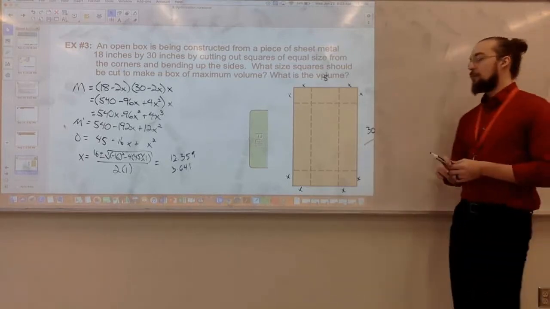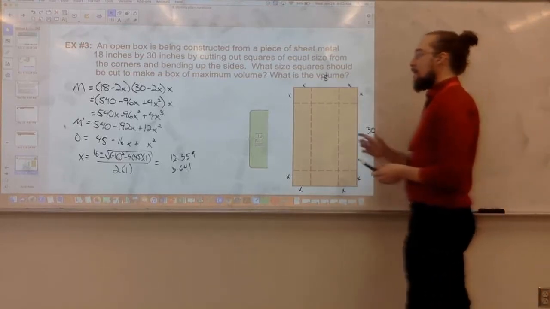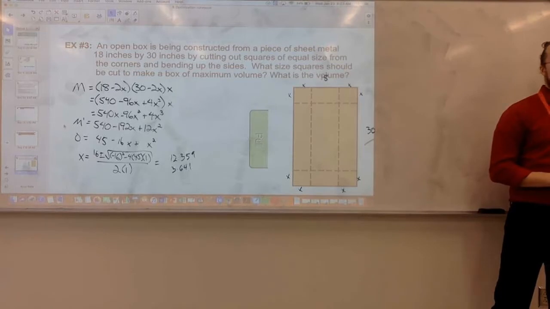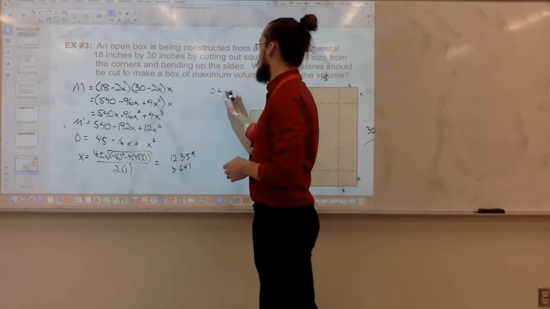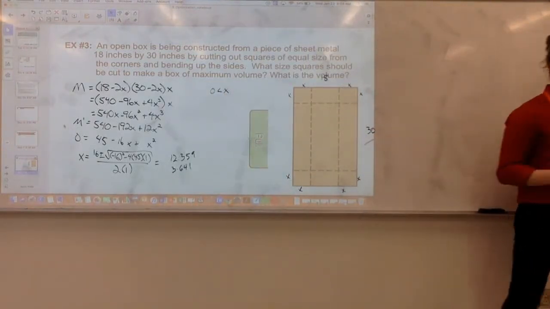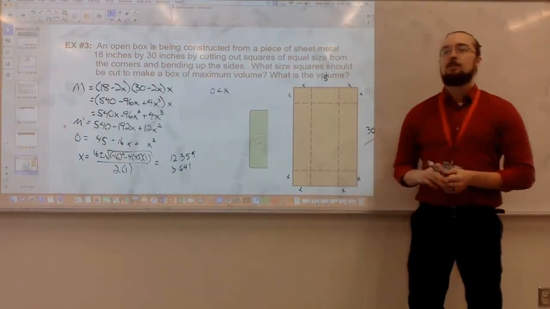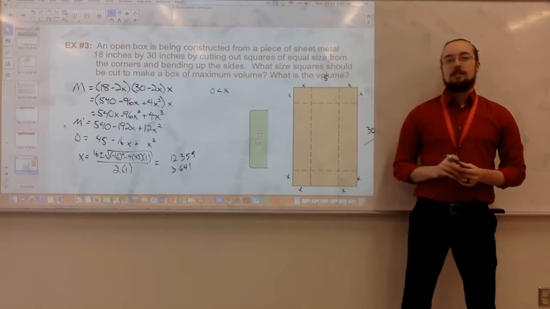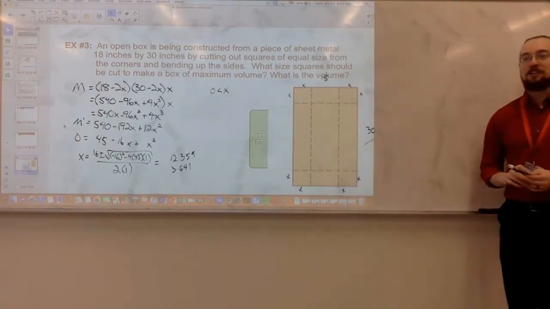So let's go back one step and figure out our domain before we make a sign chart here. So what's the smallest value that x could be? It has to be greater than 0, right? So we can say that x has to be greater than 0. What's the largest that it could be?